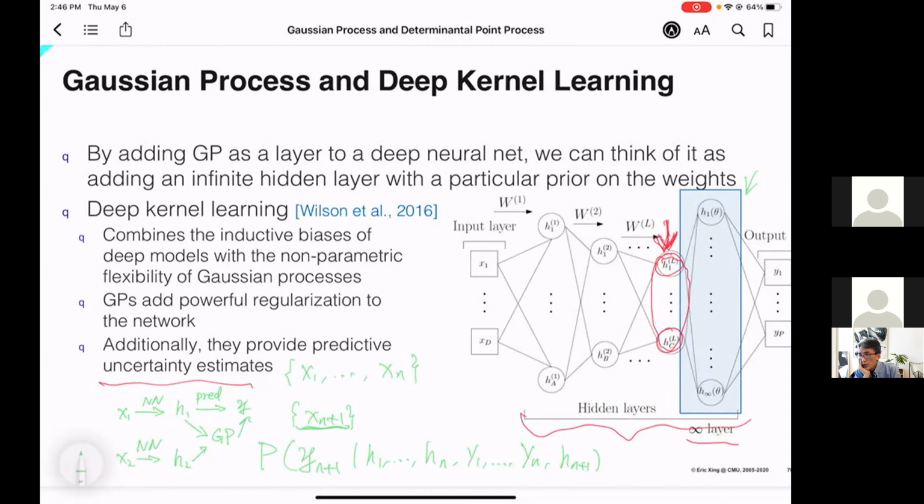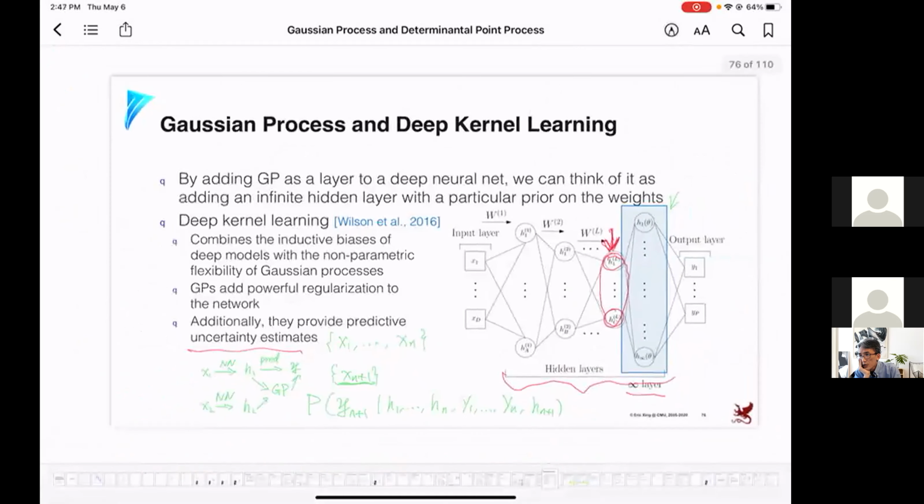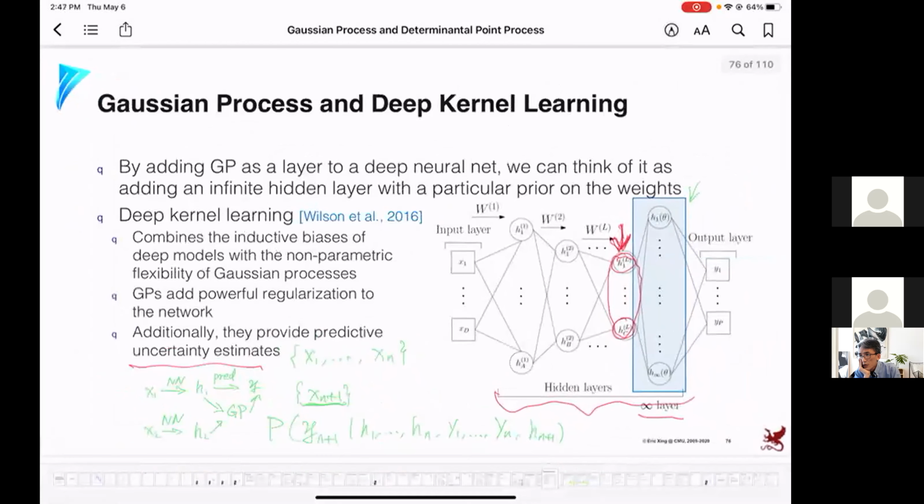How does y1 through yn somehow affect yn plus 1? Is it sequential data? No. Then why is yn plus 1 somehow dependent on h1 through hn? Shouldn't it be dependent on just hn plus 1 or xn plus 1?